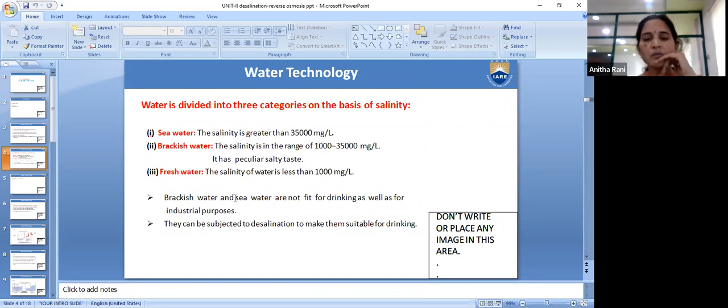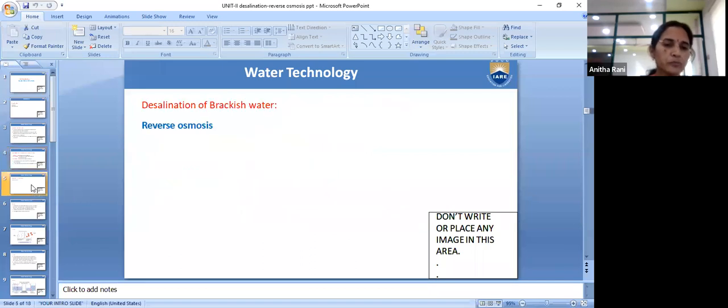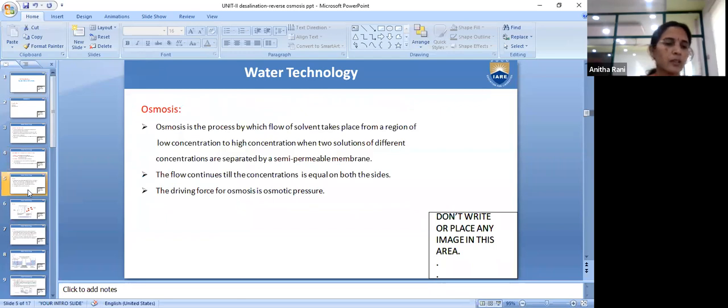Brackish water and seawater are not fit for drinking, and we also cannot use them for industrial purposes. So we are going for the process of desalination, that is removal of sodium chloride present in water. First we have to know what osmosis is. What is osmosis, students? You know already.